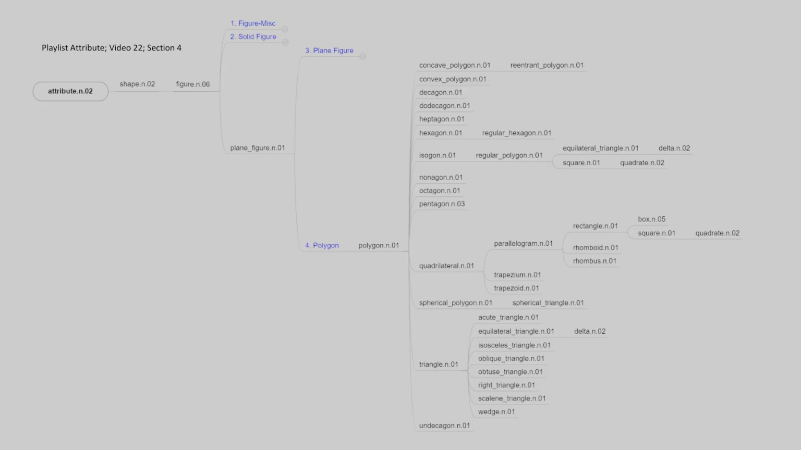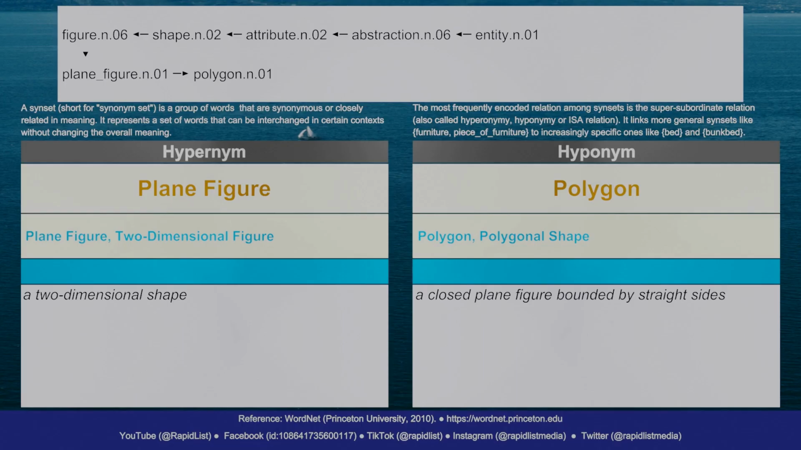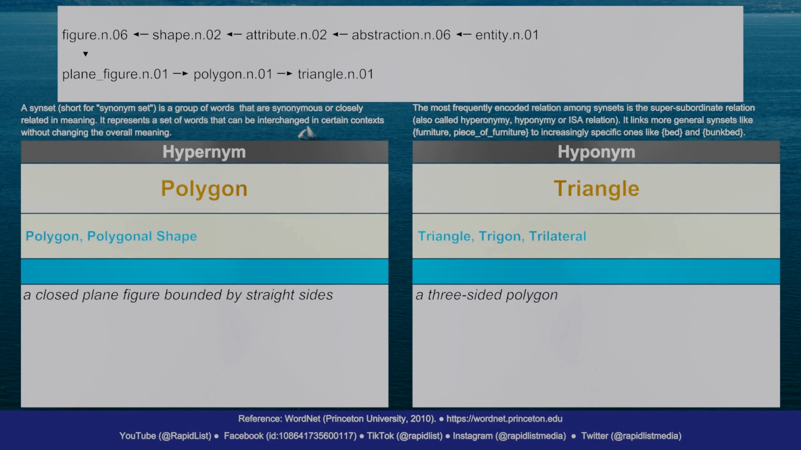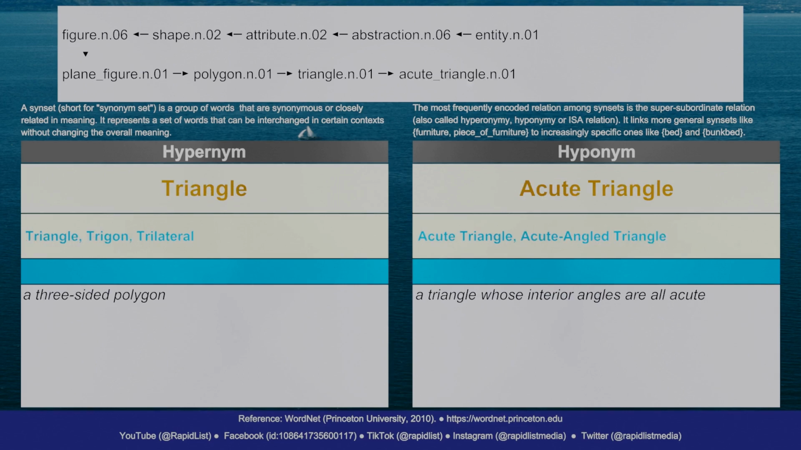Section 4. In this section we will explore polygon. Polygon. A closed plane figure bounded by straight sides. Triangle. A 3-sided polygon. Acute triangle. A triangle whose interior angles are all acute.